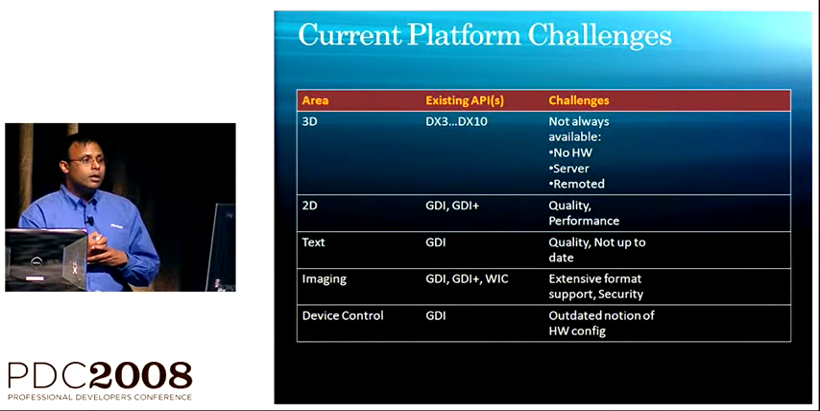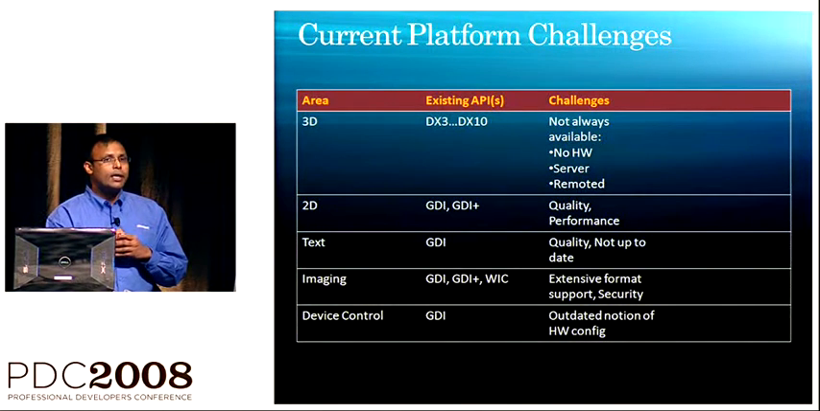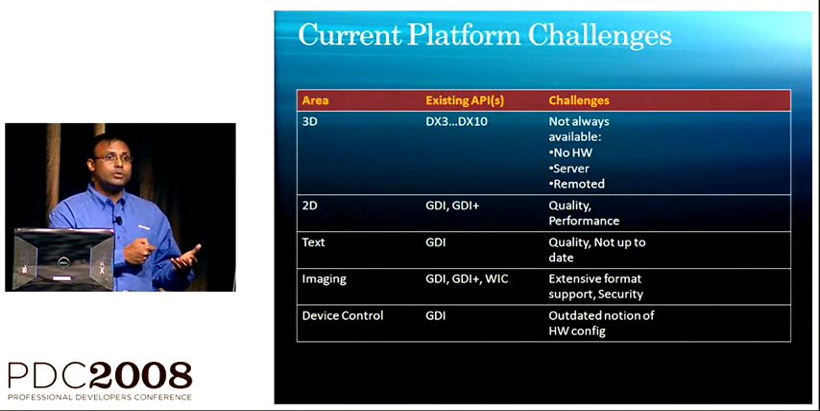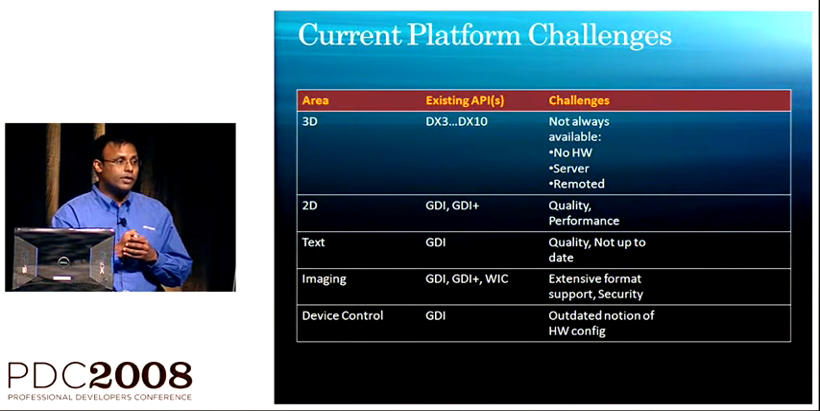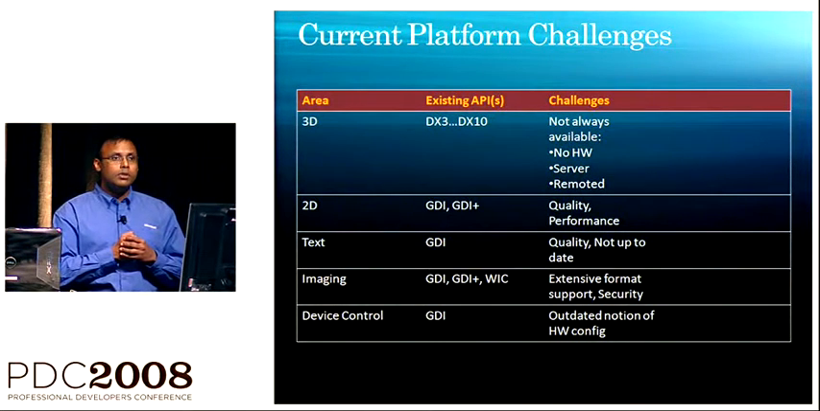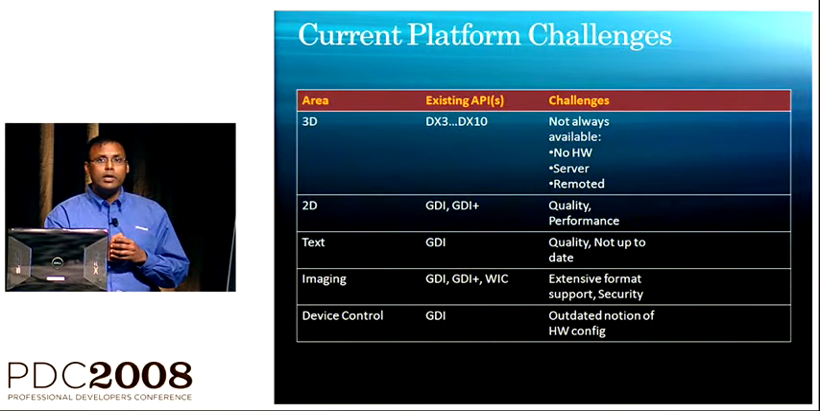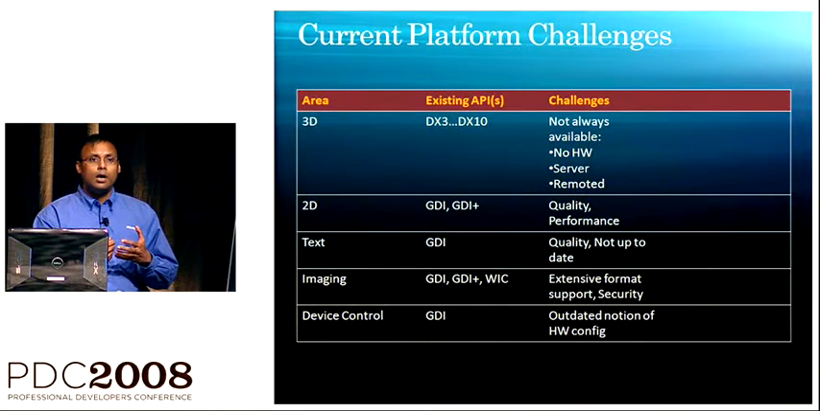If you're doing 2D on Windows today, the APIs that you would use are GDI and GDI+. The challenge with GDI is that it does not support anti-aliasing and alpha blending, whereas GDI+ addresses those issues. However, it is not as performant as it needs to be since it's not hardware accelerated. For text, GDI is the main API that all of us use. However, it is not up to date in terms of its feature set, and even the quality leaves a lot to be desired.